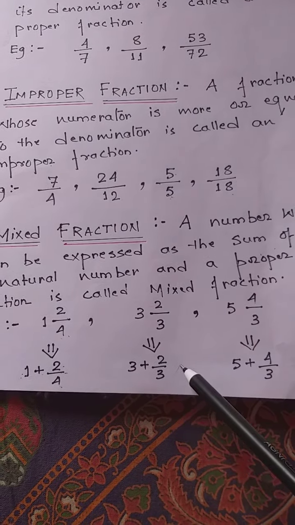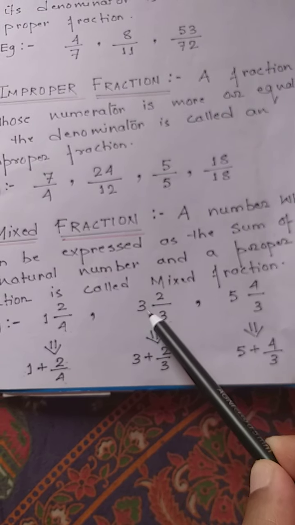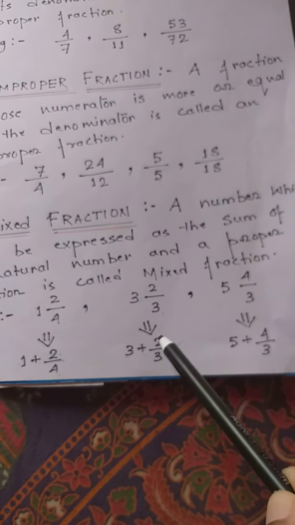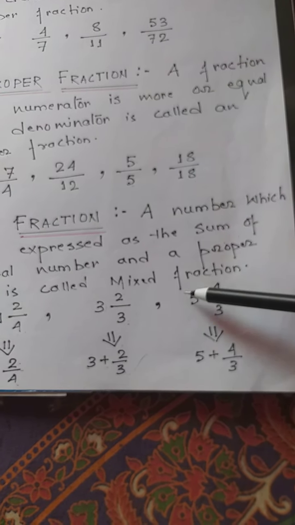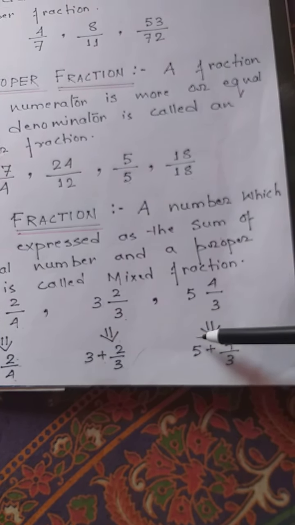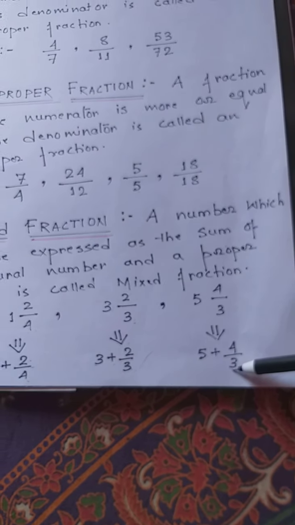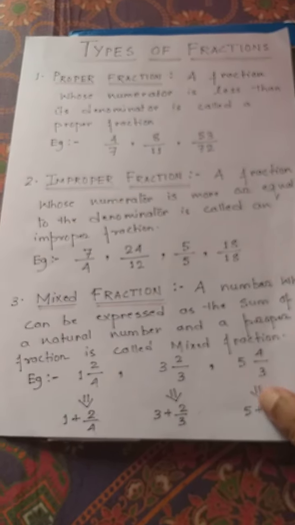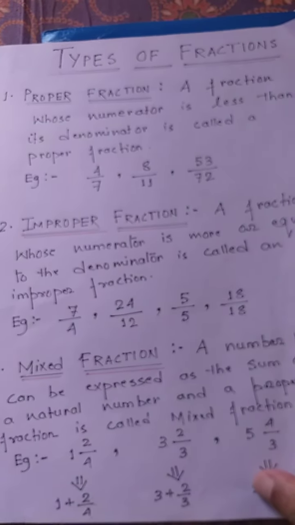So I've given another example. You see, 3 2 by 3. So 3 is again a natural number and 2 by 3 is a proper fraction. So it could be written like 3 plus 2 by 3. Now this also, 5 4 by 3. This format can be written as 5 plus 4 by 3. So 5 is a natural number and 4 by 3 is a proper fraction. Fine. So these are all examples of mixed fractions. So we have learned proper fraction, improper fraction and mixed fraction.